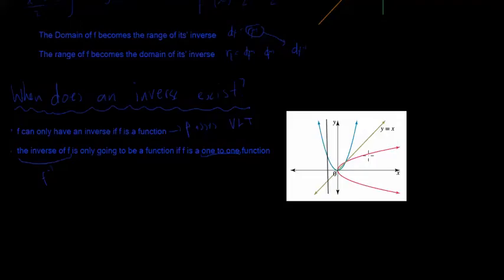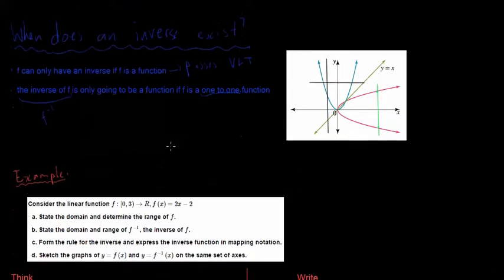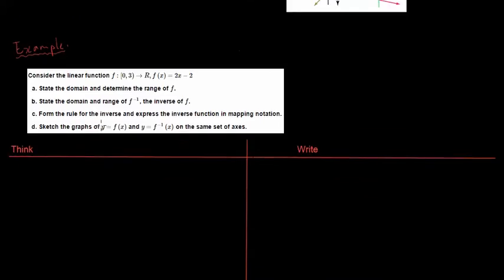I won't show you an example of that now. But what we can see is that this guy is a one-to-many function, vertical line, horizontal line, one-to-many. Because it's one-to-many, the inverse here in red is not a function. It's not a function because it does not pass the vertical line test, once, twice. So turning now to an example, we've got a linear function here. We want to first of all state the domain and determine the range.